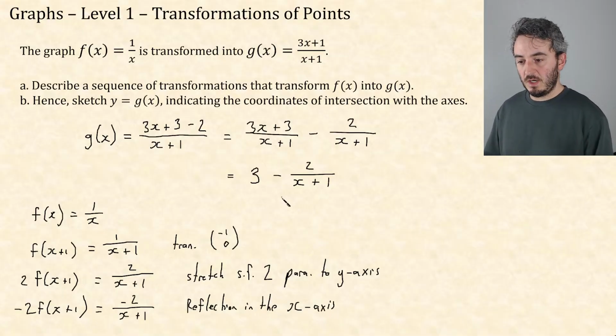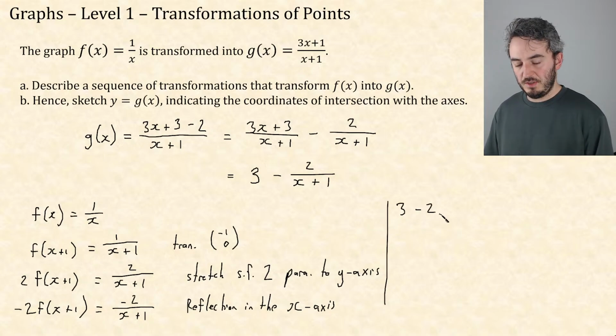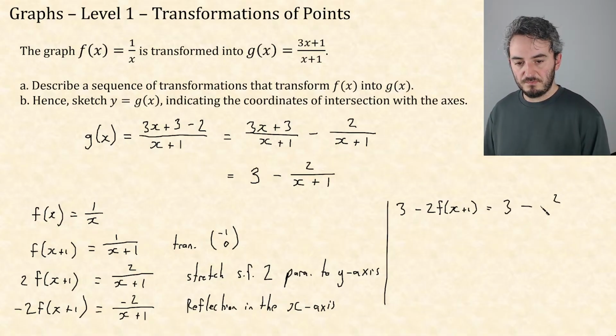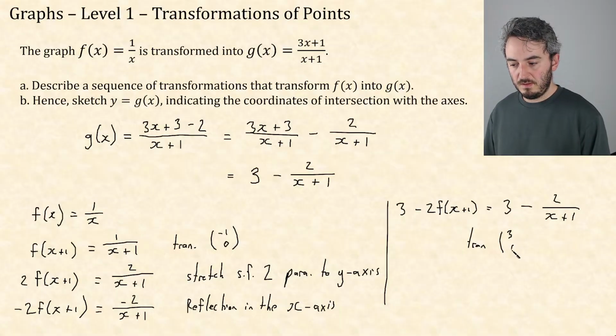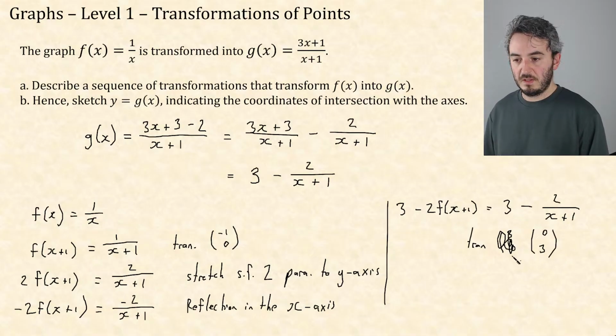And finally, I just need to add 3 to it. So 3 minus 2f of x plus 1, and that gives me the thing which I wanted. And that's a translation of 3 in the y direction. So that is 0, 3.